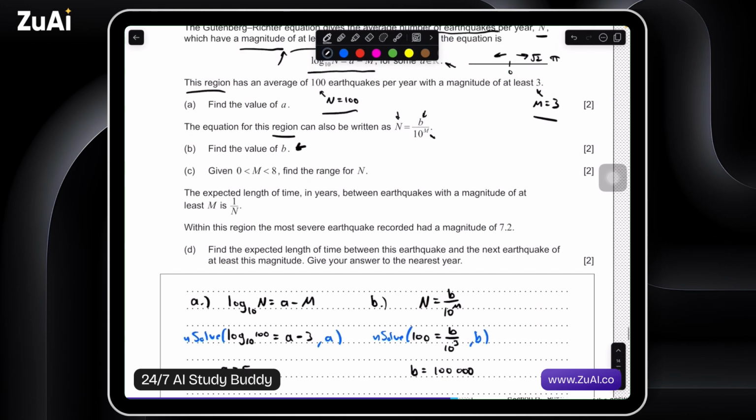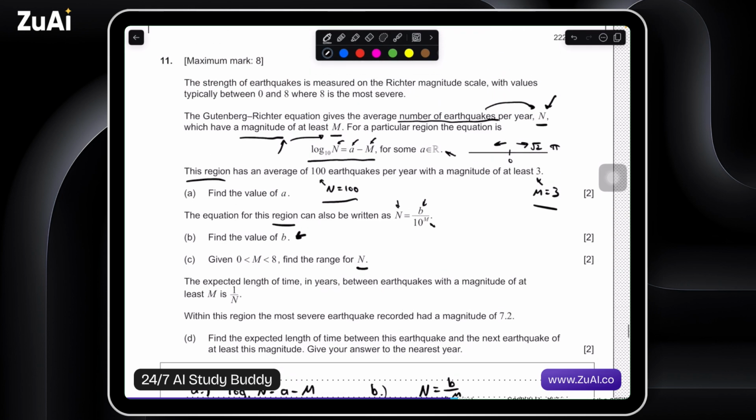Part C. Given that m is greater than 0 but less than 8, find the range of n. Okay. So given that m is greater than 0 and less than 8, find the range of n. Alright, so this one requires a fair bit of interpretation, I think, and some context to try to see what is going on. So m is the magnitude of an earthquake, and n is the number of earthquakes.